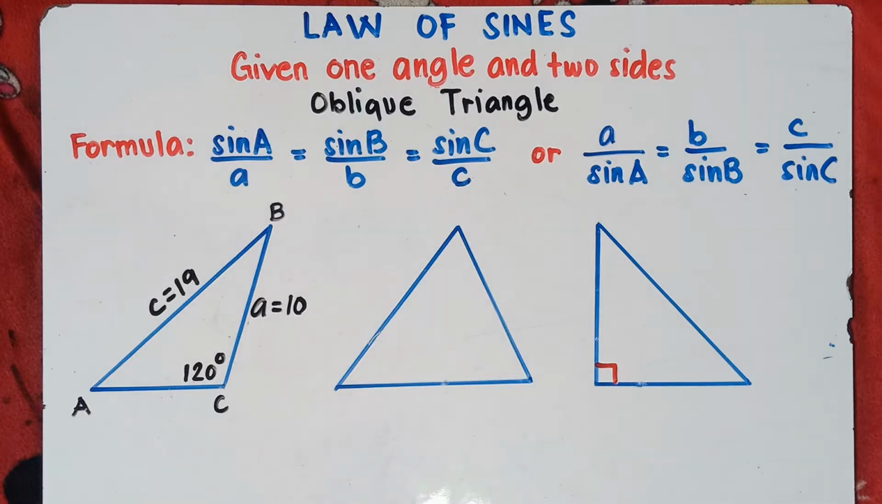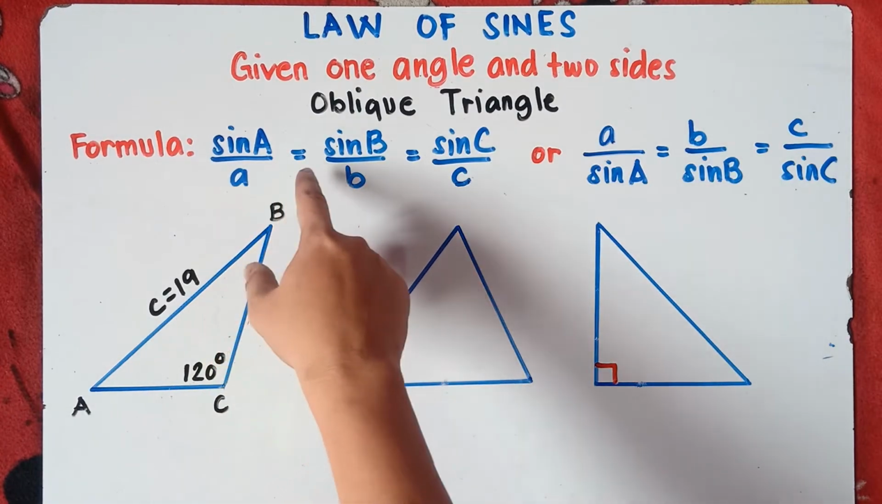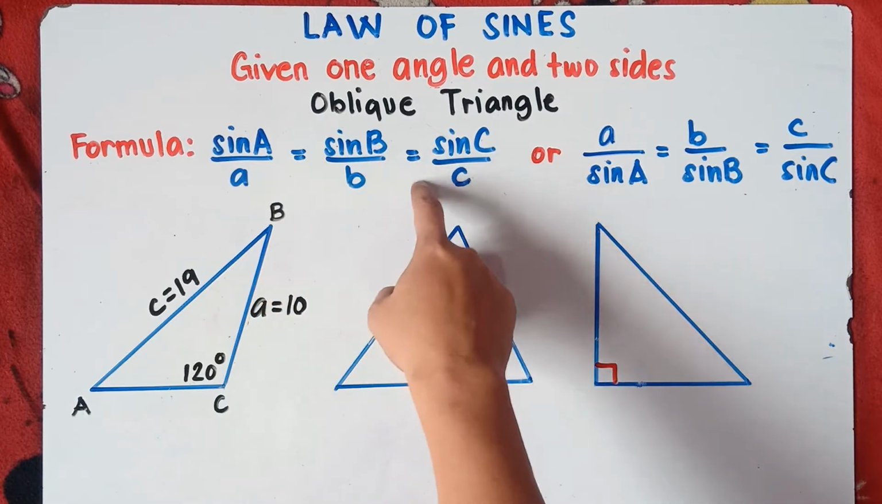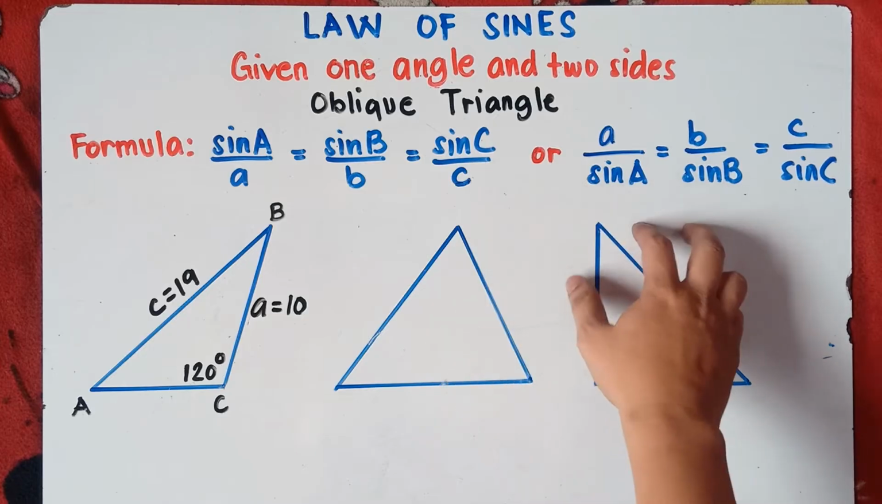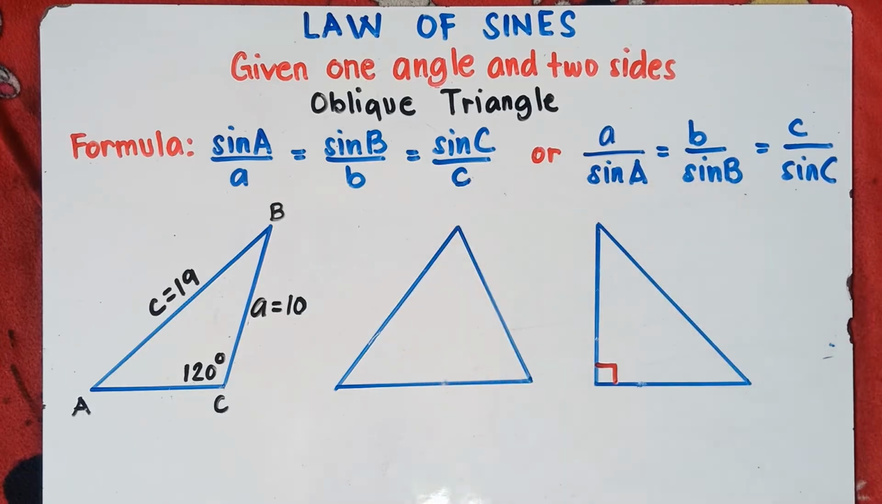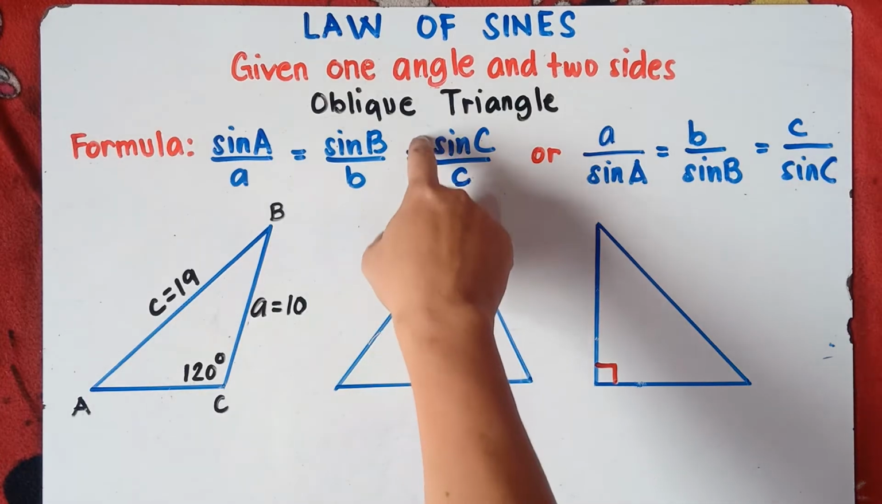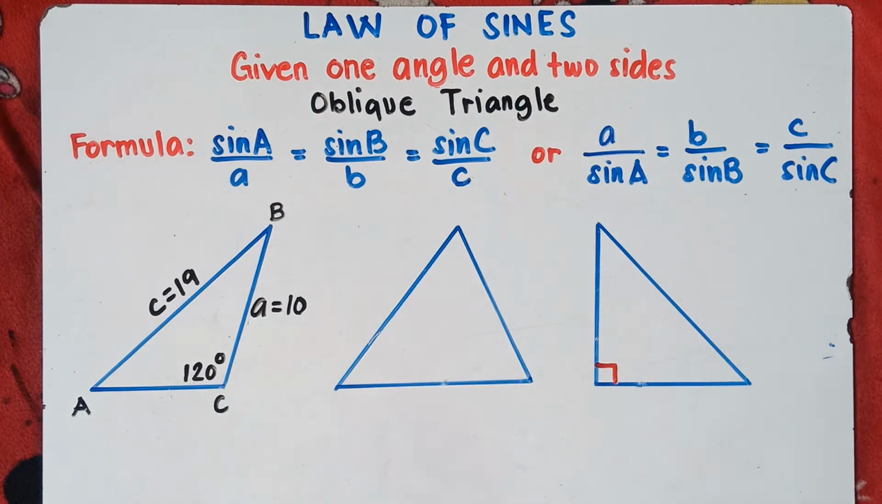Once again, this is the formula in solving the law of sines: sine A over a equals sine B over b equals sine C over c. Or you can have the reciprocal formula. You will have the same answer, class, with either of these two. Now, for the law of sines, we can only apply it if the triangle is an oblique triangle. Sir, what do you mean by oblique triangle? An oblique triangle is a triangle that does not contain a 90 degree angle.